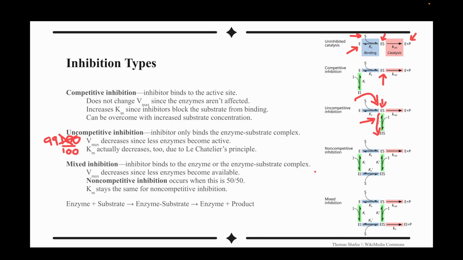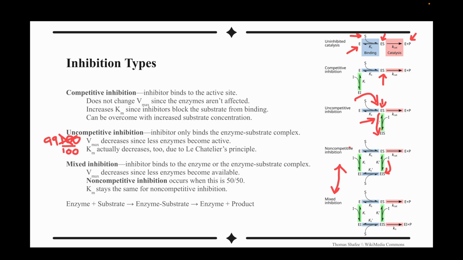Mixed inhibition is when the inhibitor binds to the enzyme or the enzyme substrate complex. You'll notice that when we look here and here, mixed inhibition and non-competitive inhibition look pretty identical. That's because non-competitive inhibition occurs when the preference of the inhibitor binding to the enzyme or the enzyme substrate complex is 50-50. In all forms of mixed inhibition, Vmax will decrease, again because fewer enzymes become available. You're knocking out this enzyme substrate complex from fully finishing the reaction. And in non-competitive inhibition, when this is 50-50, Km will actually stay the same.